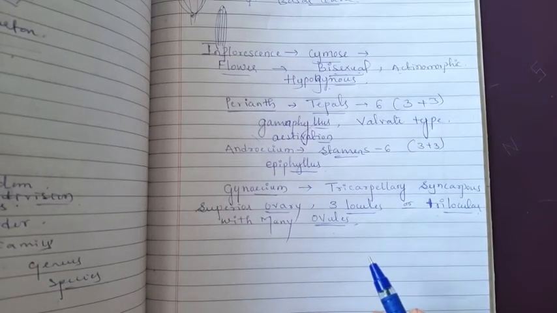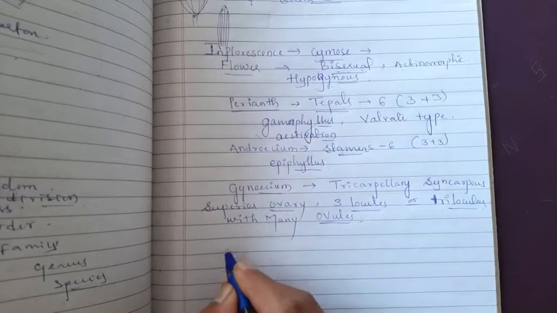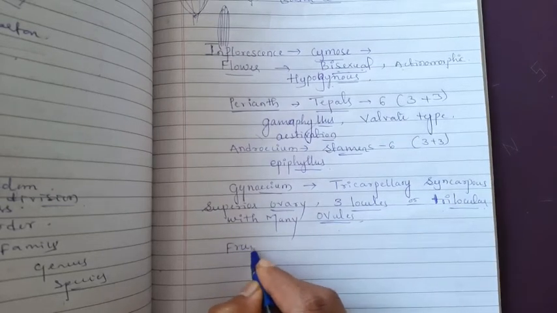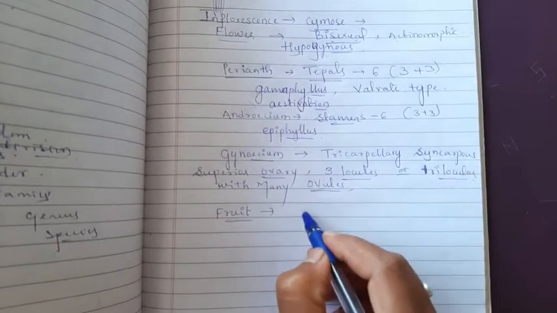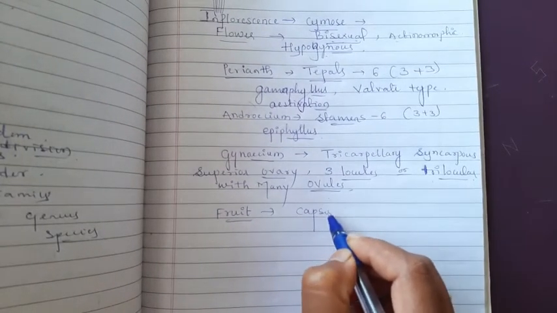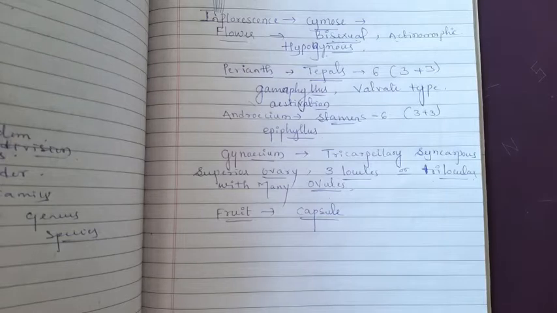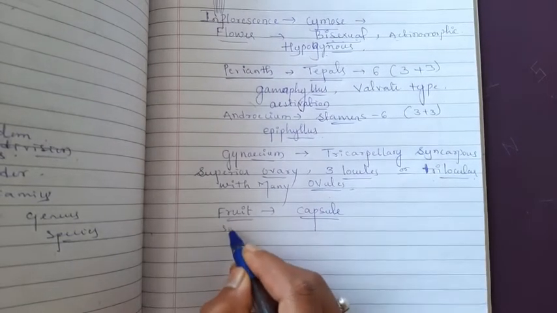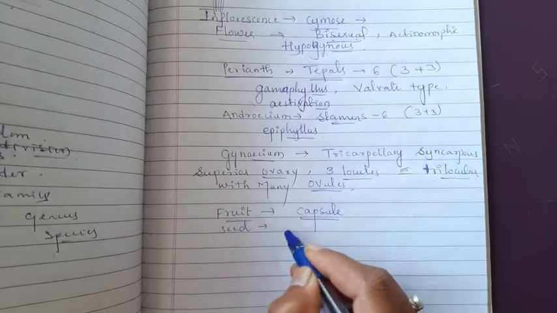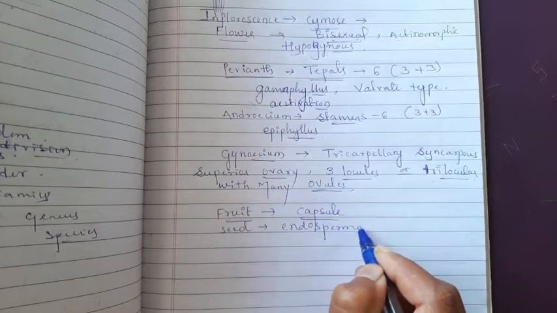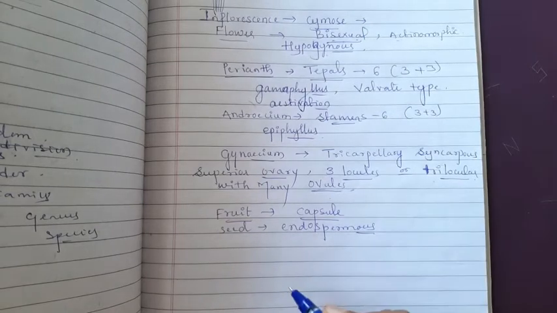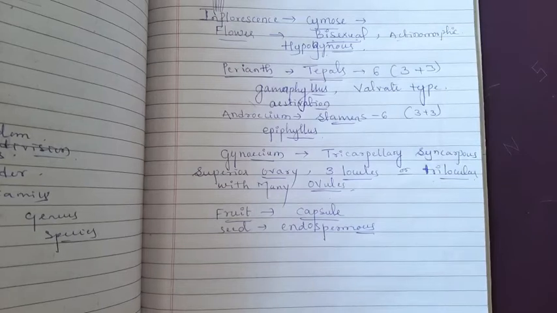Next characteristic feature, that is the fruit. Fruit in the Liliaceae family is capsule. Okay. Then seed. Seed is endospermous. Means seed must contain the endosperm.